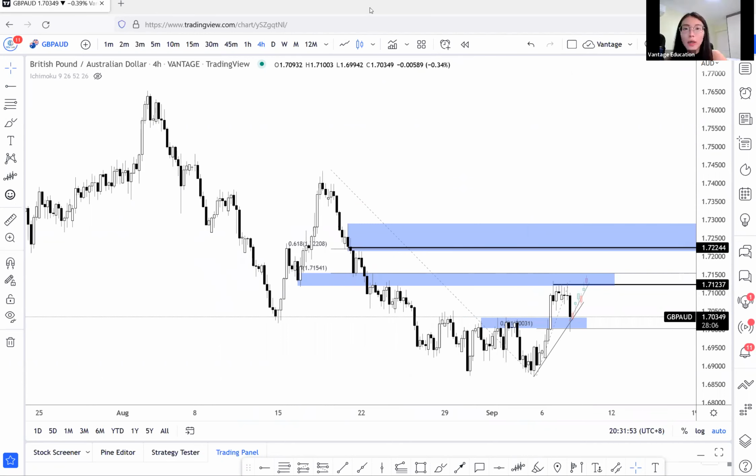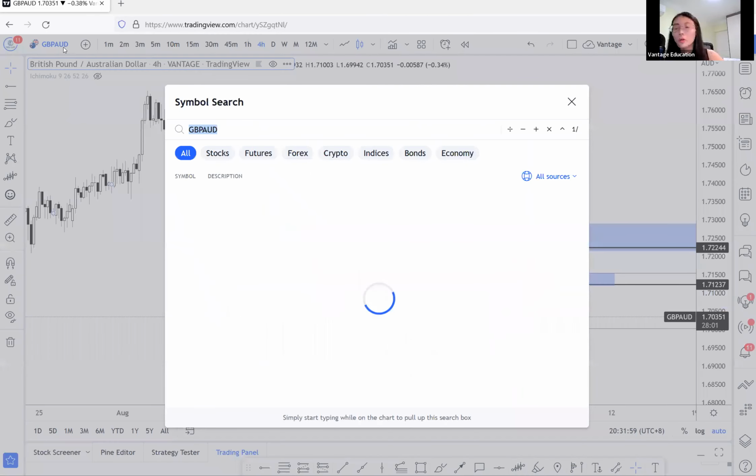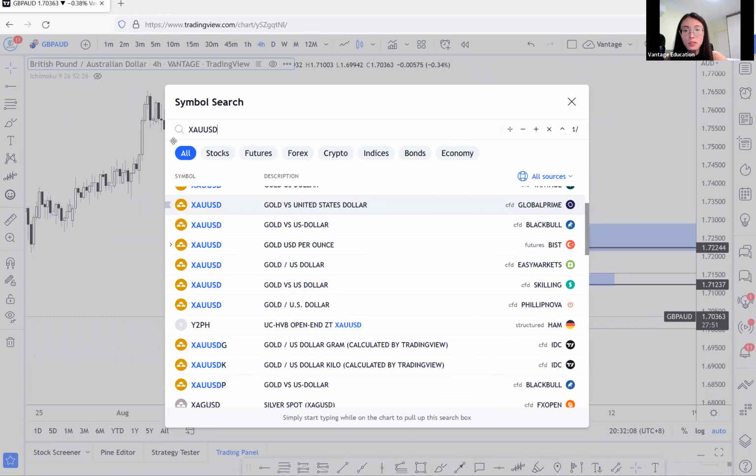So now let's take a look at gold and see what we have. So again, we want to start from the higher time frame. Okay, so let's take a look at gold. So let's start from the monthly time frame, see what we have on the monthly.